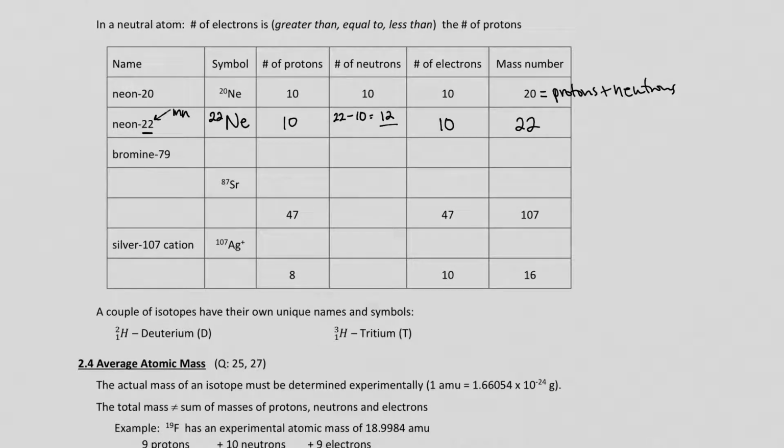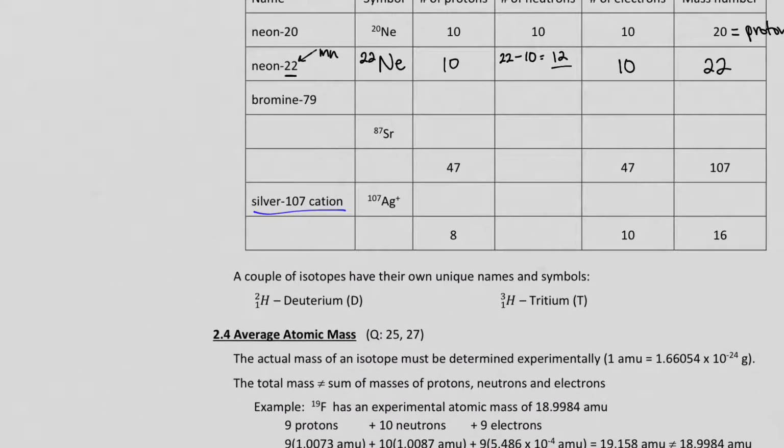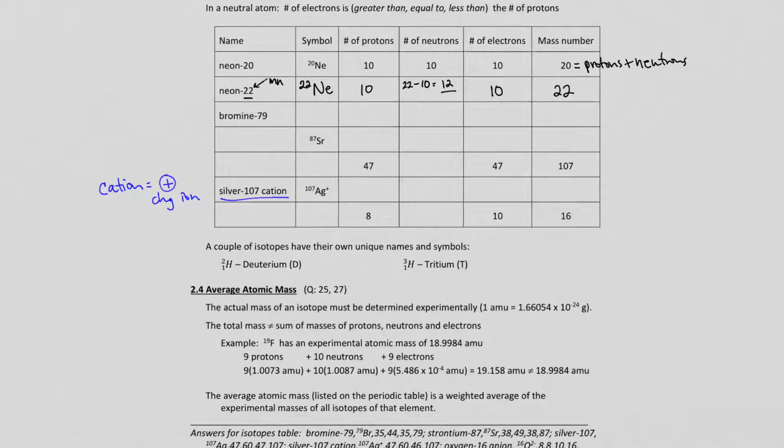That example being the silver 107 cation. Now, this is not a word that we have used before. Ions can either have a positive or a negative charge, and cation is what we call an ion with a positive charge. So cation, positively charged ion. If it's silver, it has to have 47 protons. If it didn't have 47 protons, it wouldn't be silver.